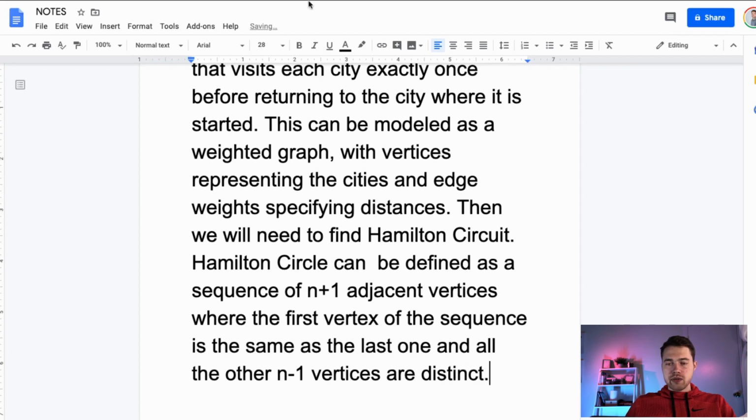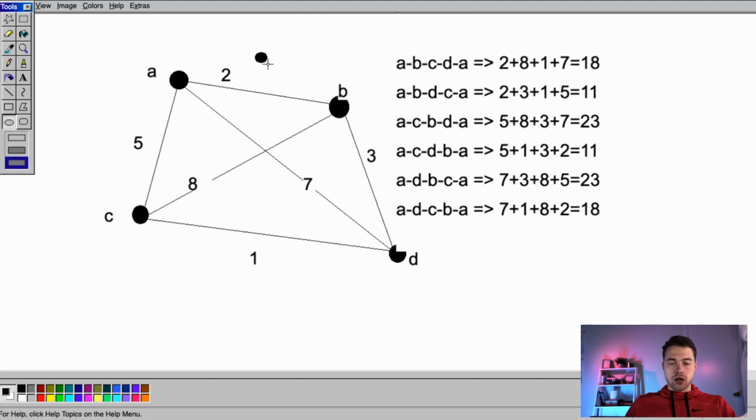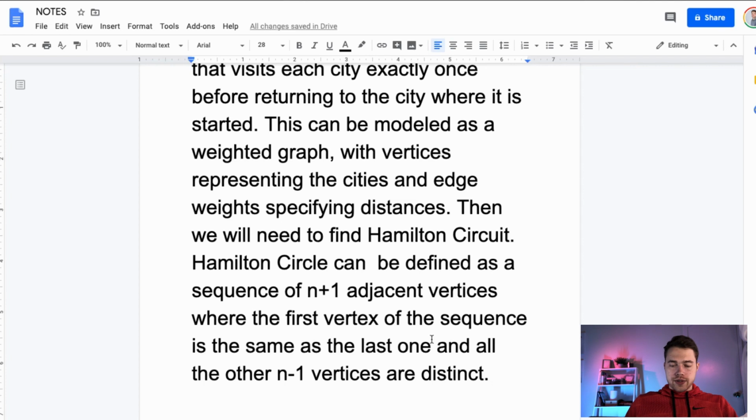Okay, so this Hamilton circuit, or the TSP, traveling salesman problem, assumes that you have roads between each pair of cities. So if I create one more city, you're going to need the distances between this city and all other cities. Okay, so n-1 vertices which are distinct.